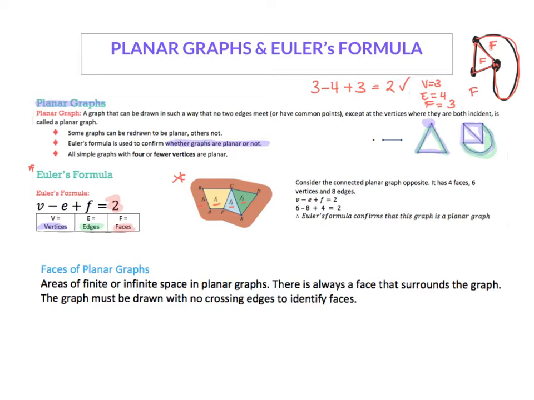Just recapping what I said about the faces. The faces of a planar graph are areas that are finite or infinite. What that means is that out here is the infinite area. So you've got to count the outside area as well as the ones that are enclosed. There is always a face that surrounds a graph. And the graph must be drawn with no crossing edges. If you're counting the faces, you've got to make sure you don't have crossing edges. Otherwise, that's still just one face.